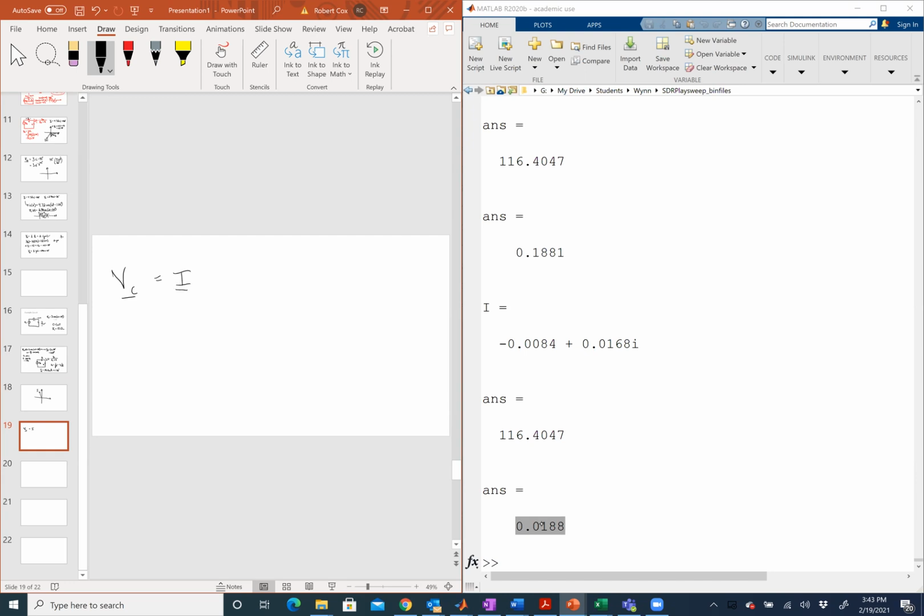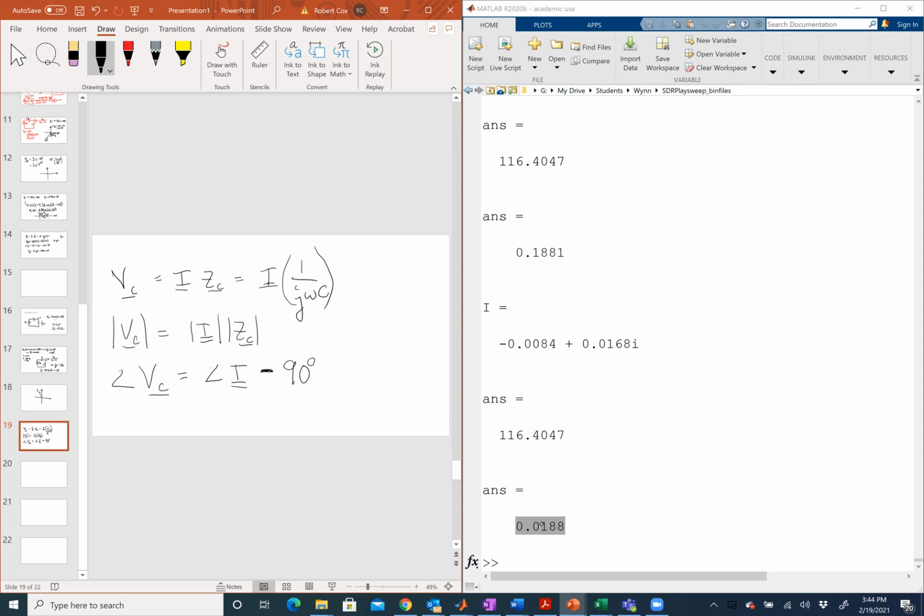V sub C is just I times Z sub C, right? And Z sub C we said was what? Negative j 1 over C, I mean 1 over omega C. I times basically 1 over j omega C. You could do it with a negative like that. But if I go through that whole process, the magnitude is the product of the magnitudes. And the angle of V sub C is equal to what? Angle of I plus the angle of Z. What's the angle of Z in this case? Negative 90.